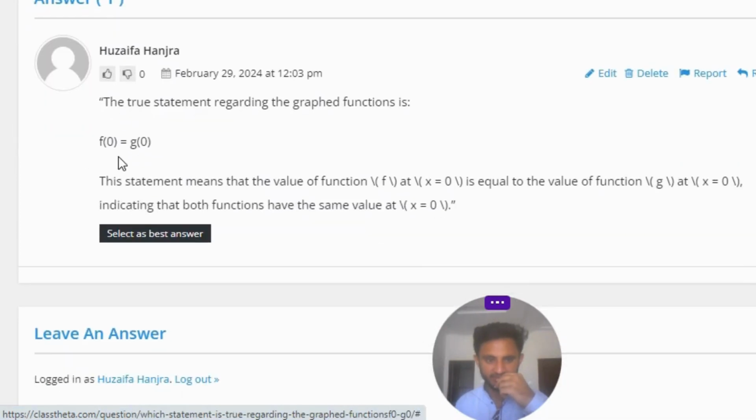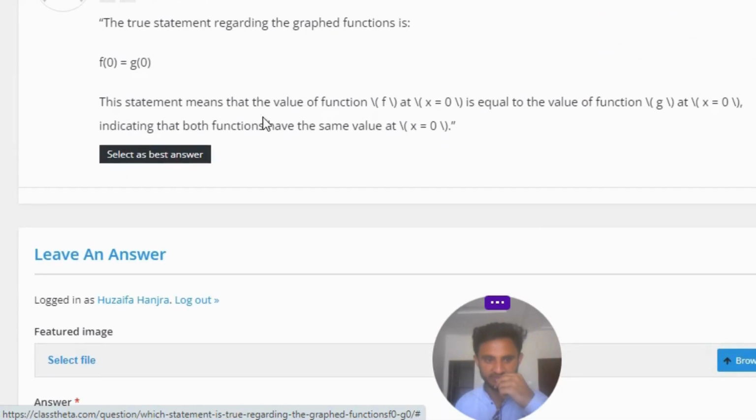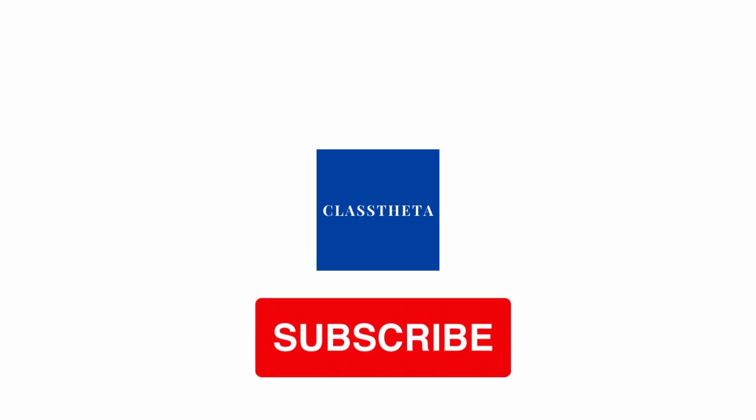The correct answer to the question is f(0) equals g(0). This statement means that the value of function f at x equals 0 is equal to the value of function g at x equals 0, indicating that both functions have the same value at x equals 0. So that is the correct answer to the question.